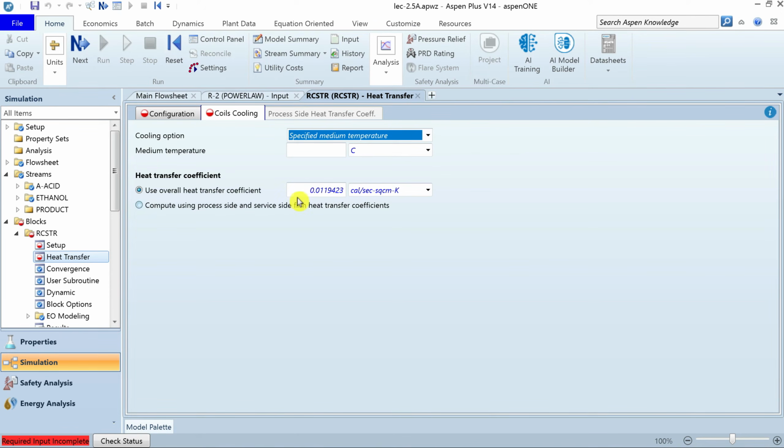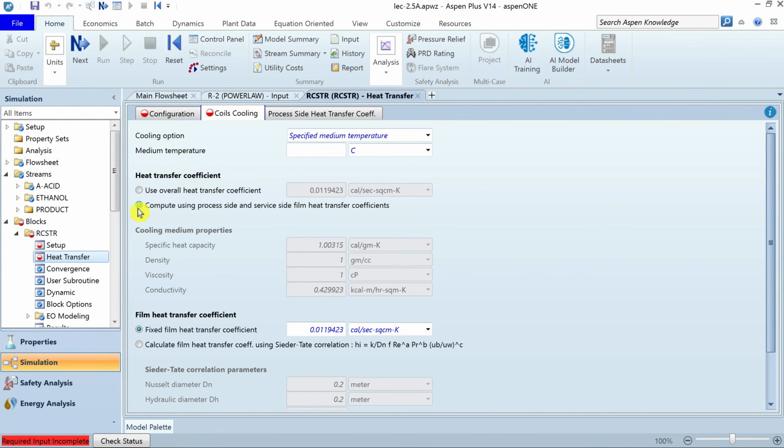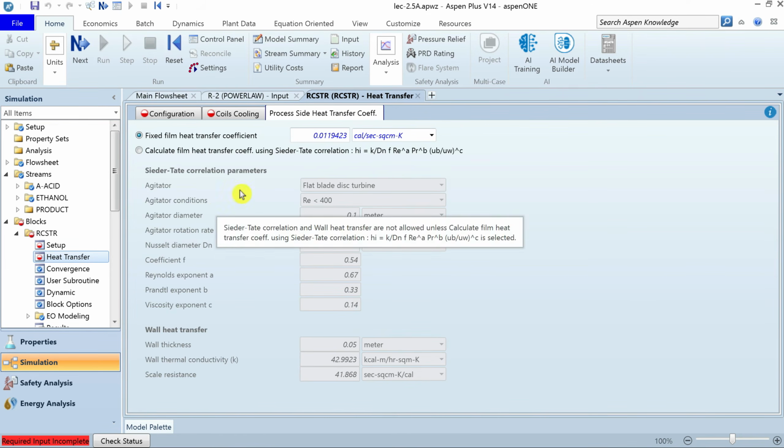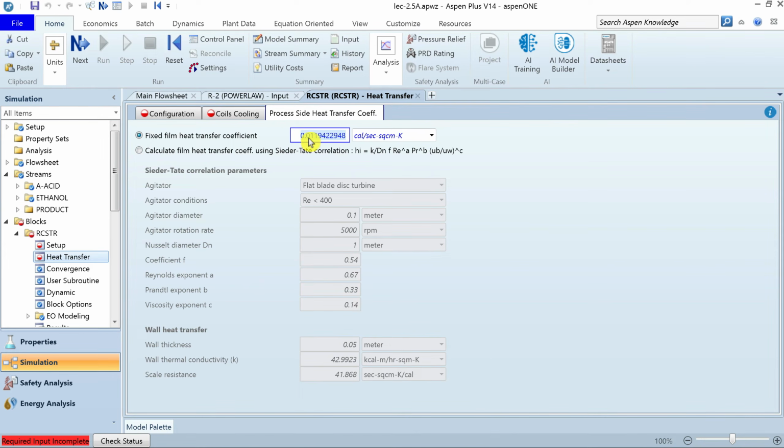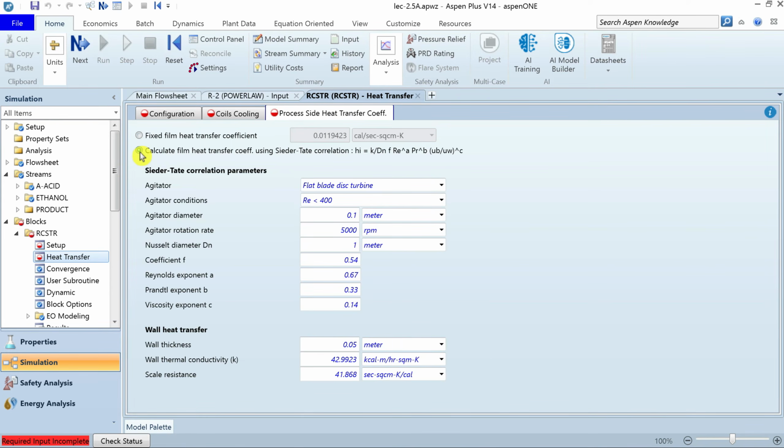Either you can specify a fixed value of heat transfer coefficient, or you can separately compute the heat transfer coefficients for the process side as well as for the service side. There is an option to define the film coefficient directly as a scalar value. Similarly, the process side film heat transfer coefficient can be defined as a scalar value, or it can be computed by the Seider-Tate correlation with the help of material properties, dimensionless numbers, and the coefficients. Also, there is an option to include the agitator diameter and the rotational speed.